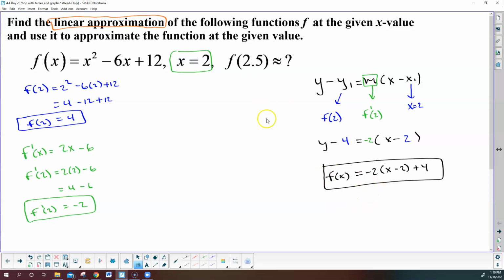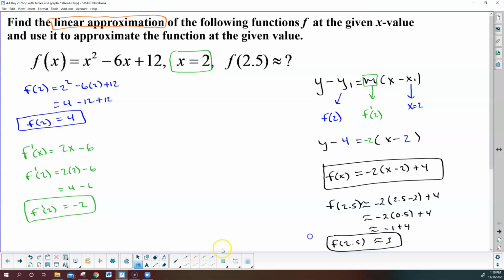Well, now I have to use that equation to approximate f of 2.5. And I'm going to put the approximate symbol, plug in 2.5 for x, and then we are just going to simplify. We get 0.5 on the inside, and then this is half of -2 is -1, plus 4 gives me 3. All right, so there's my final answer. That's the approximation.